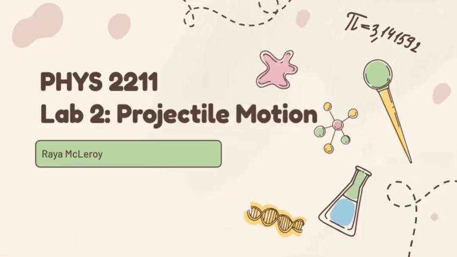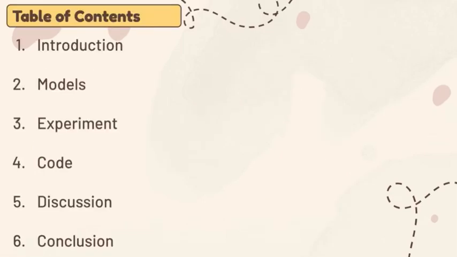Hello, my name is Rhea McElroy, and this is my Physics 2211 report on Lab 2 over projectile motion. In this lab report, I will go over an introduction, models, the experiment, code, a discussion, and a conclusion.